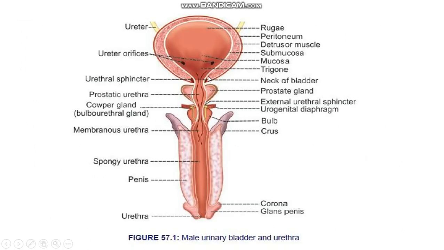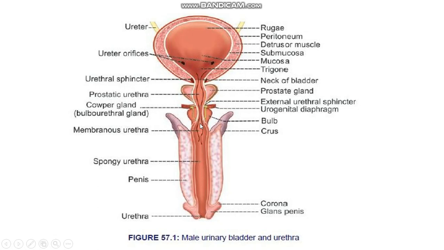So this is the picture, showing the important parts of the urethra. The male urethra starts from the neck of the bladder at the internal urethral orifice, here. After beginning from here, it extends downwards, and this area is the prostatic urethra, because behind it there are the prostatic glands. It passes through the prostate, hence it has that name.